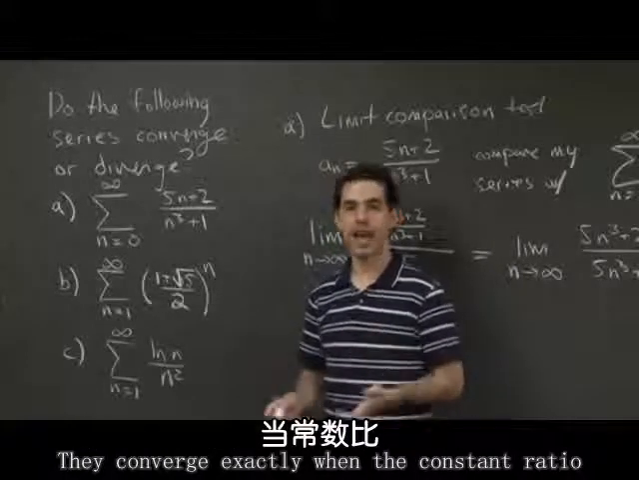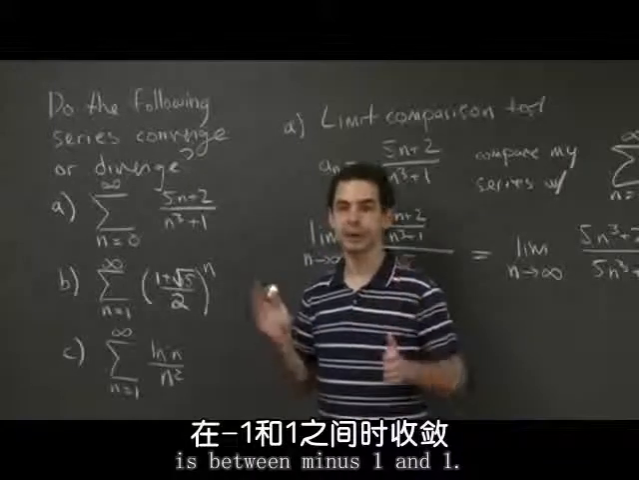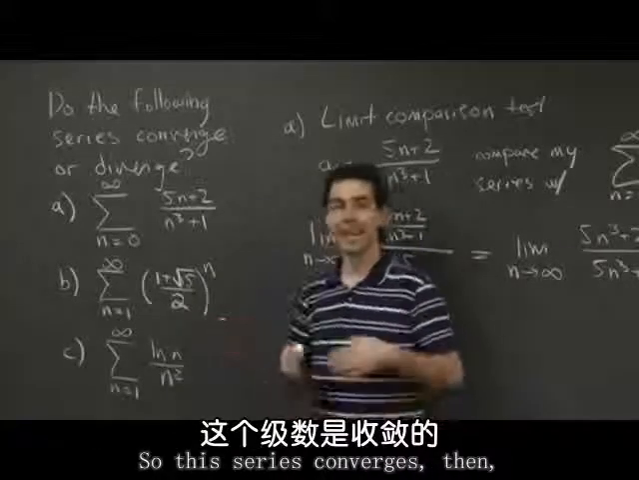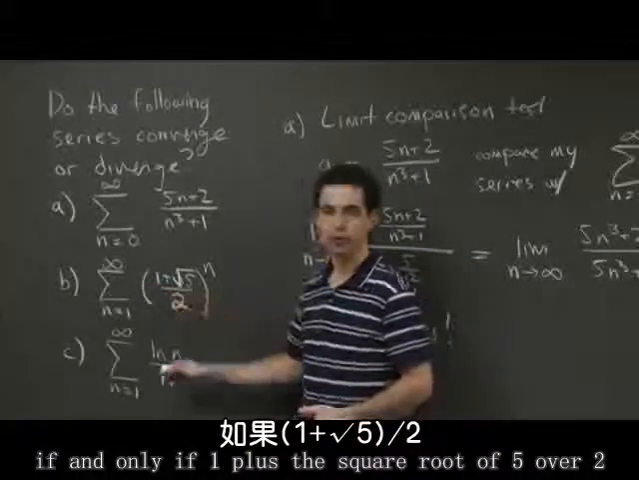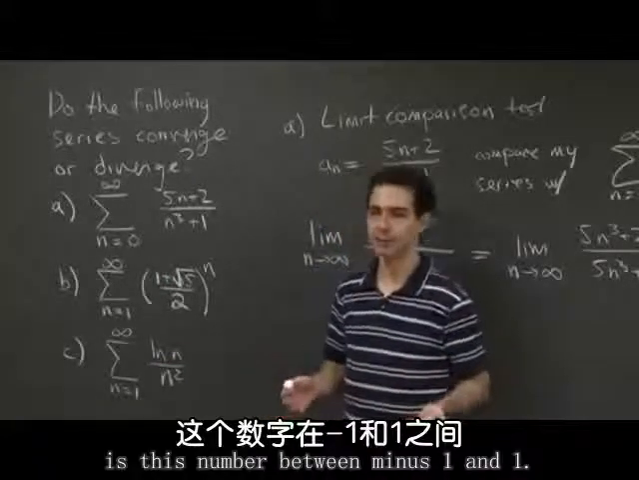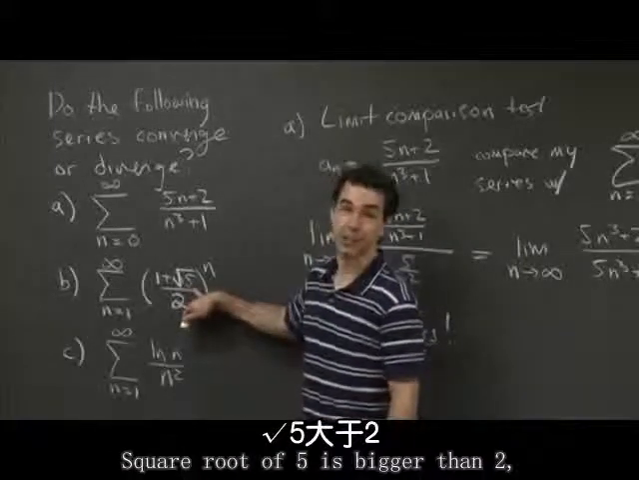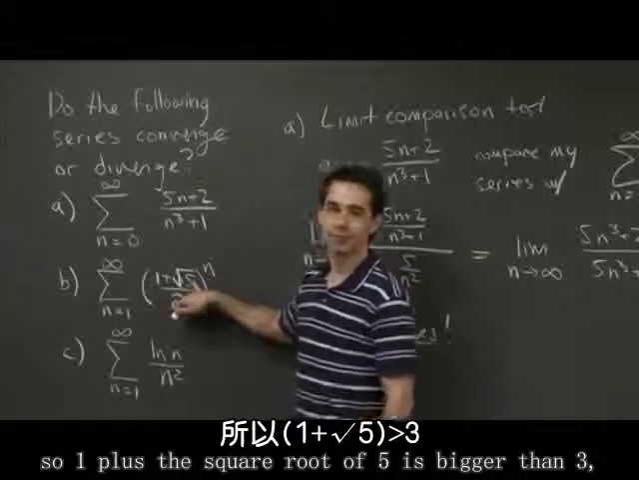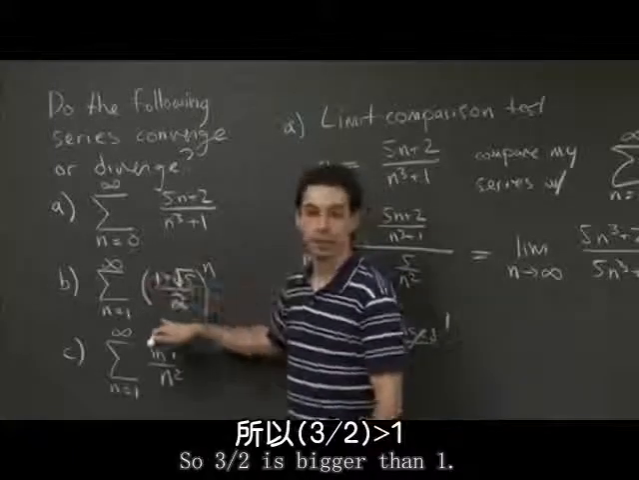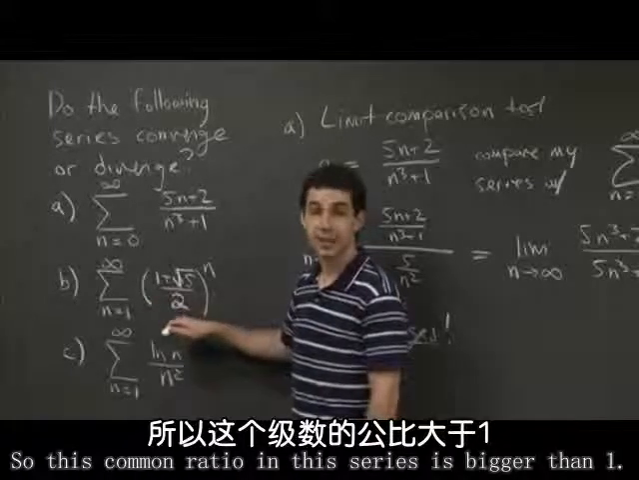So we know exactly when geometric series converge. They converge exactly when the constant ratio is between -1 and 1, so bigger than -1 and less than 1. So this series converges if and only if (1 plus the square root of 5) over 2 is between -1 and 1. Is this number between -1 and 1? This is not that hard to do. Square root of 5 is bigger than 2, so 1 plus the square root of 5 is bigger than 3, so (1 plus the square root of 5) over 2 is bigger than 3 halves, and 3 halves is bigger than 1. So the common ratio in this series is bigger than 1.